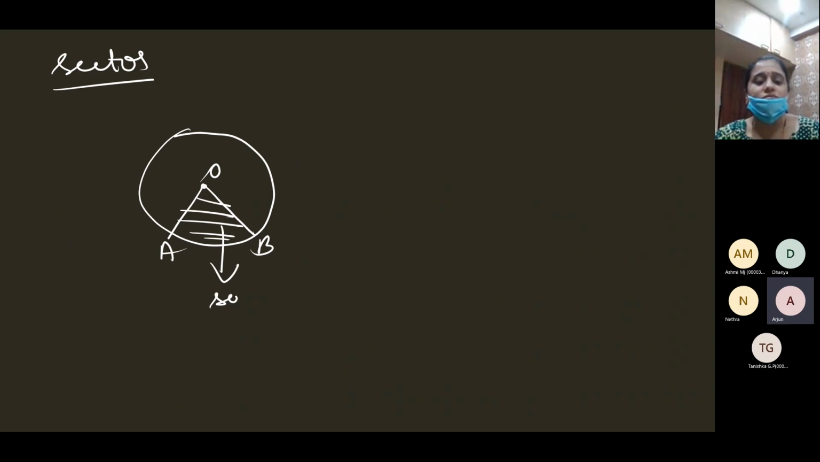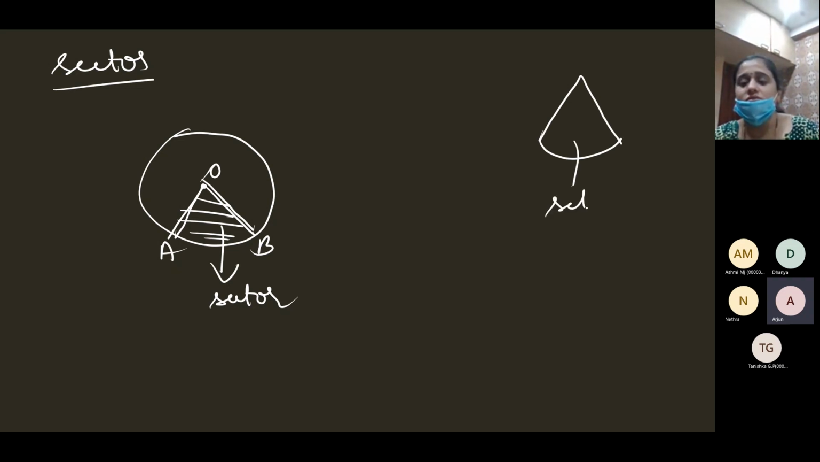This region is called a sector. Now, why is this called a sector? Because it's a region bounded by 2 radii and 1 arc. A region of a circle bounded by 2 radii and an arc is called a sector. See here? OA radius, OB radius, and AB is an arc.